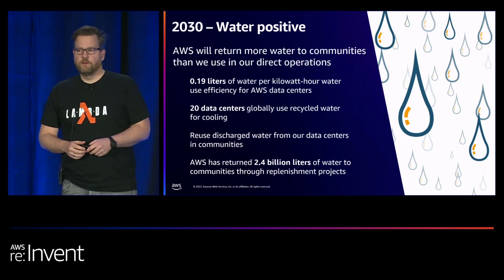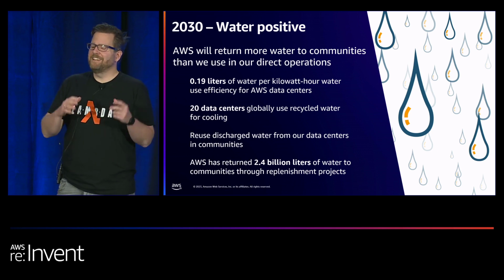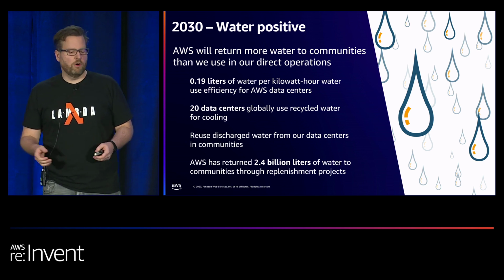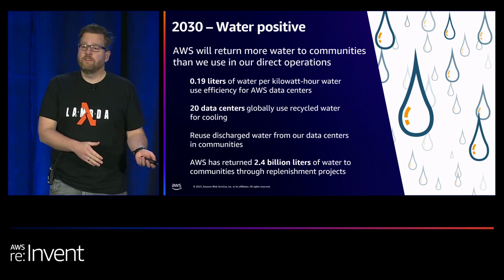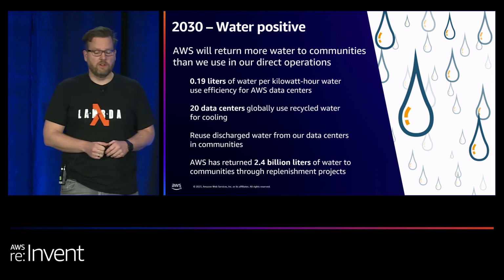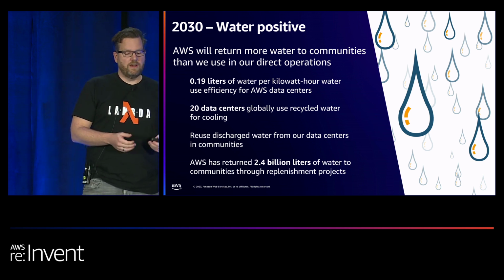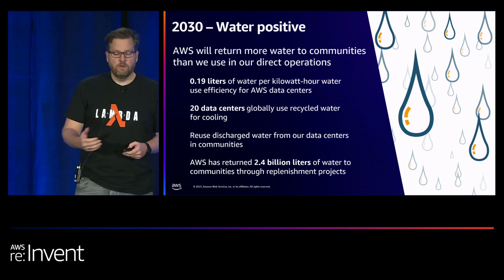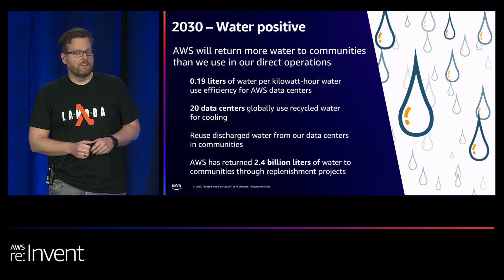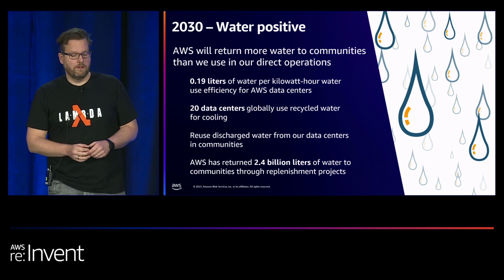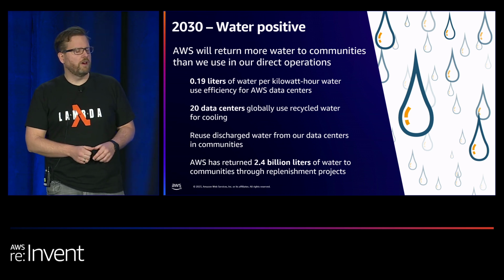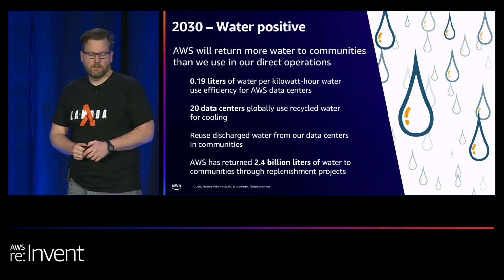Second topic in the future is 2030. Sustainability is not only about decarbonization, but also about other resources like water. And last year, at re:Invent, we announced that we will be water positive by 2030. And with that, we will return more water to the communities in which we operate than we use in our direct operations. And since then, we already improved the metric of water usage efficiency from 0.25 liters per kilowatt hour to 0.19 liters of water per kilowatt hour.